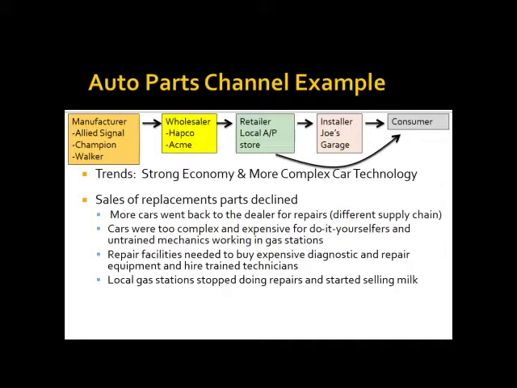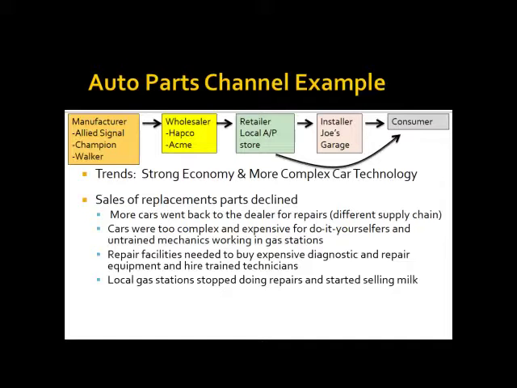One, the economy got strong. People stopped getting their cars fixed as often, and when their car got 50 or 60,000 miles, they bought a new car. That went back to the dealership. The dealerships took the used cars, and they would fix them up and replace any parts, but through a different supply chain or different marketing channel. So they didn't buy from those same manufacturers.